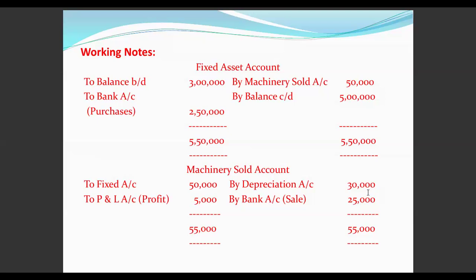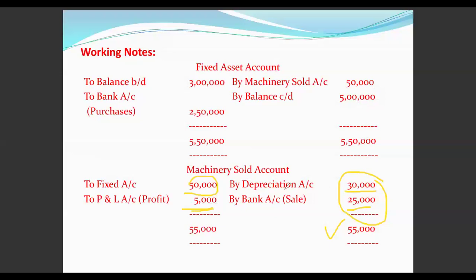The first working note we are doing is about machinery, because machinery is sold. The amount of machinery which is sold is 50,000. The depreciation was 30,000. So I'm getting 25,000. If I make a total of the credit side, it is 55,000. So I have 5,000 profit on sale. This 5,000 profit I'm shifting to the profit and loss account.